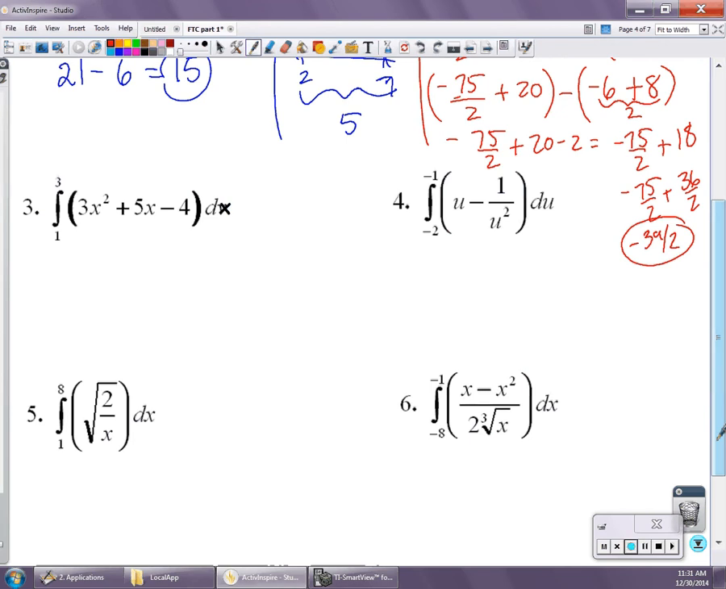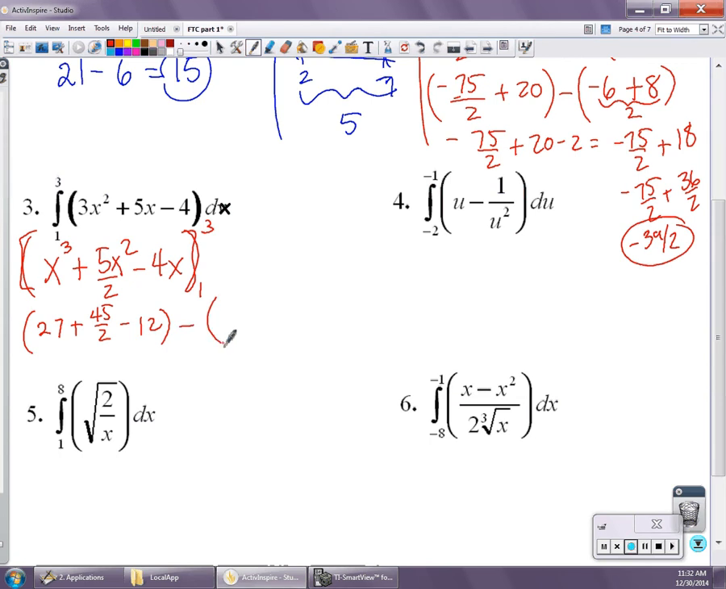All right, number 3, step 1, find the antiderivative. So that gives me 3x cubed over 3, or just x cubed, plus 5x squared over 2, minus 4x, evaluated from 1 to 3. So that'll be 3 cubed is 27, plus 3 squared is 9, that's 45 over 2, minus 12, minus, be careful, put a parenthesis when you're doing the lower bound. 1 cubed is 1, plus 5 over 2, minus 4.